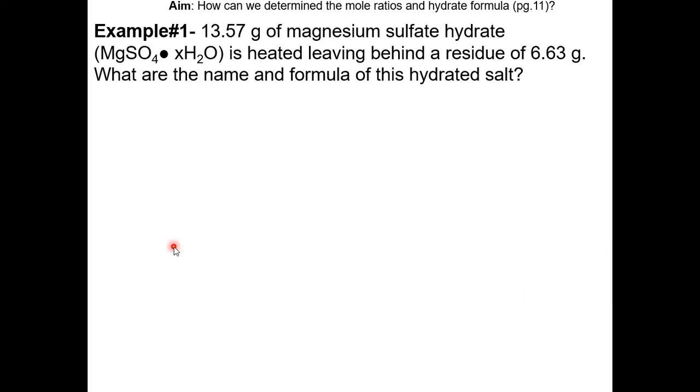Now we're going to go over the calculations on how to determine the ratio between the ionic compound and the water. The procedure to do this is on page 12 of your packet. I'm going to do a couple examples.